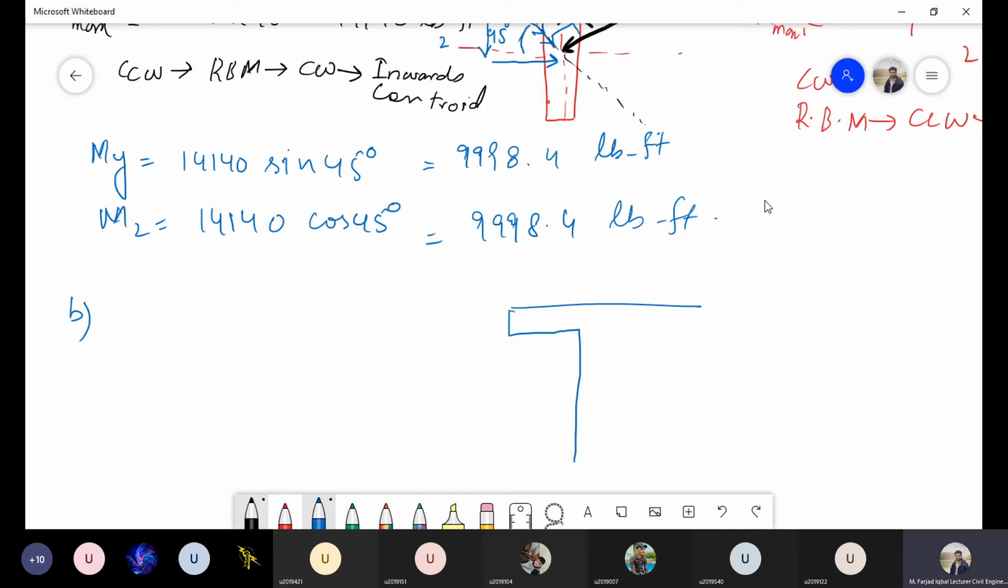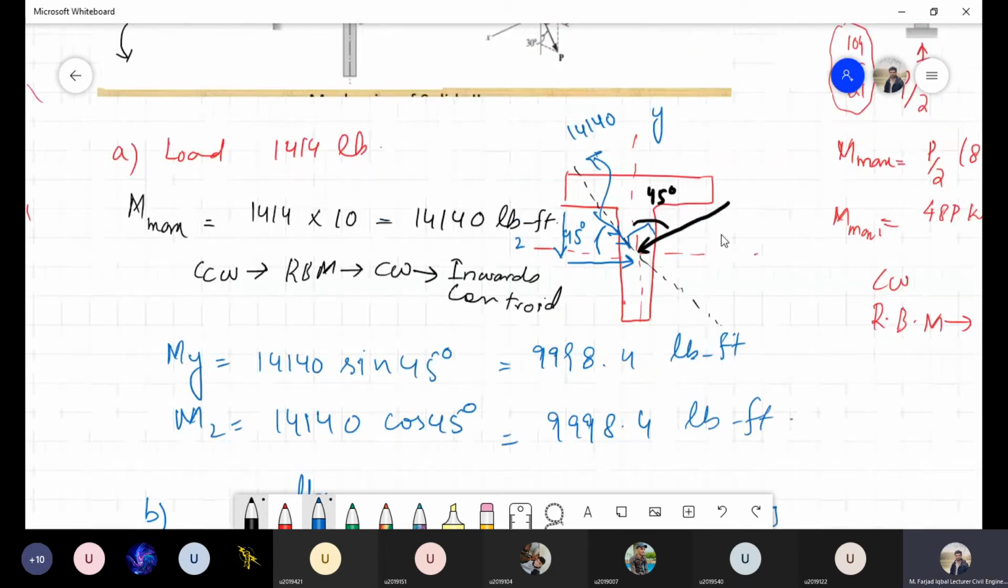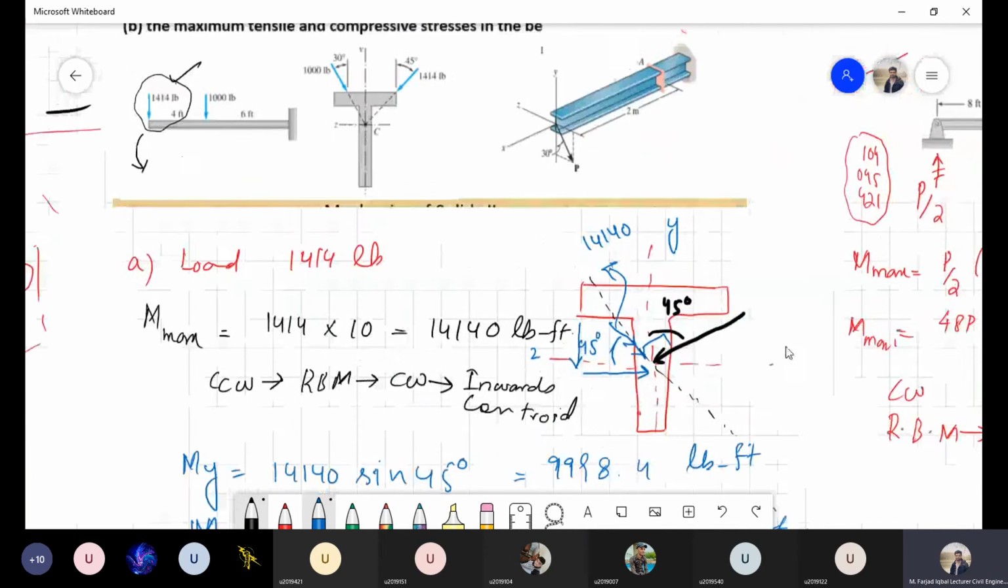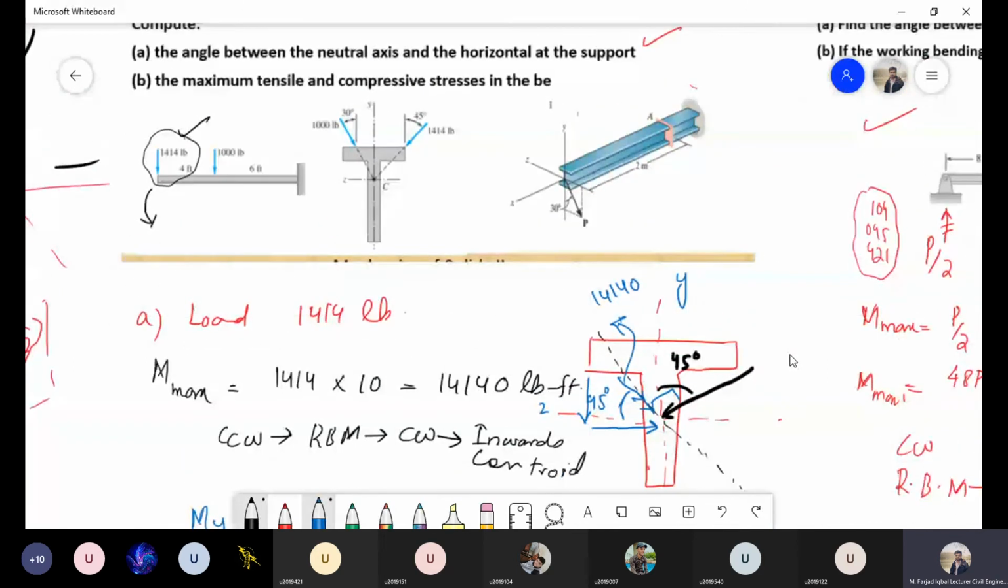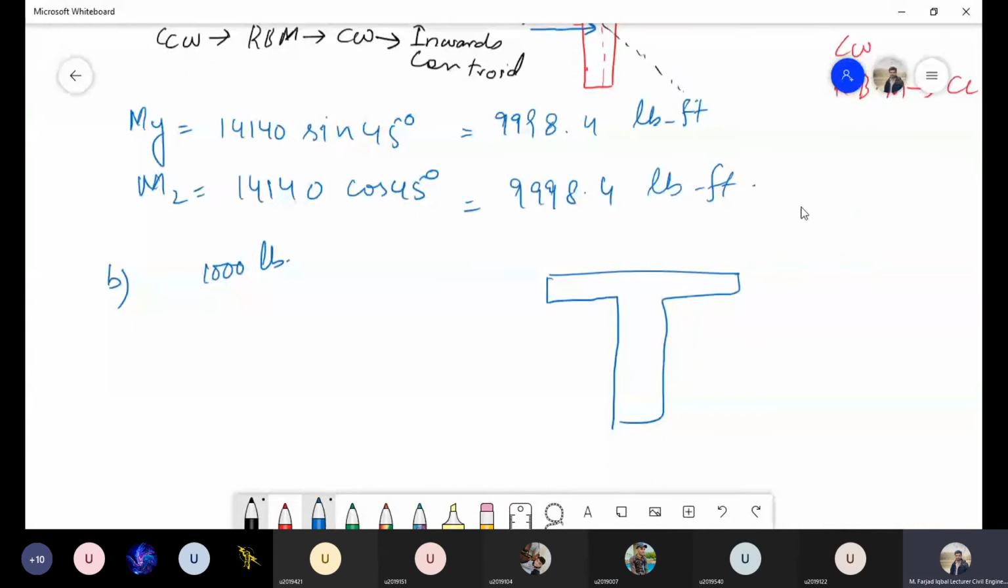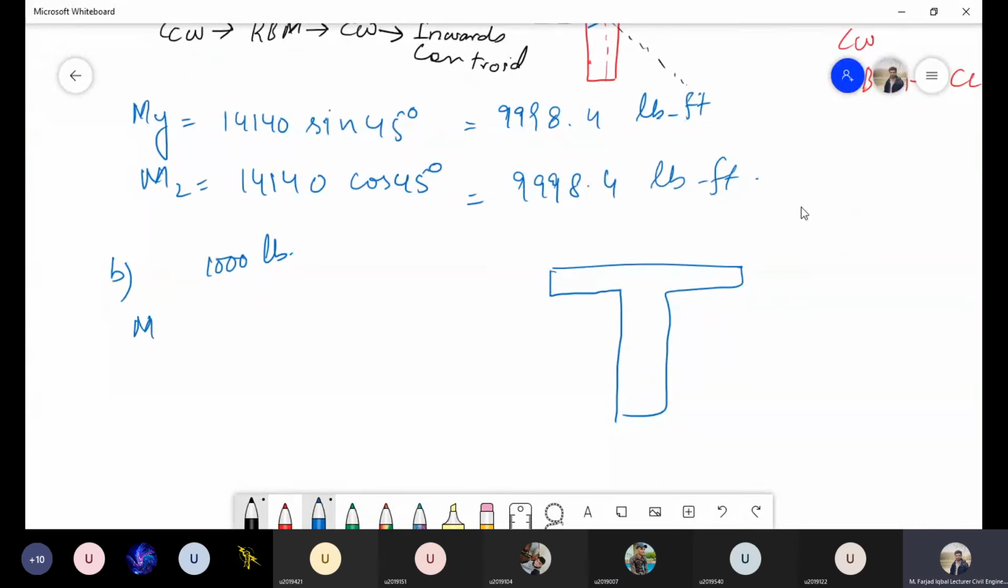What will be the maximum moment? If you look into this diagram, let's suppose now we have only this 1000 pound load acting on this beam. So what will be the maximum bending moment that it produces? 6000, sir. So that is 6000. So maximum bending moment is 6000 pound feet.